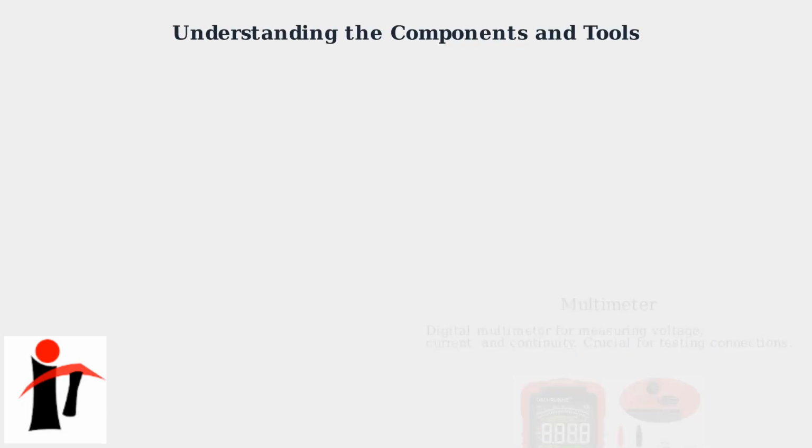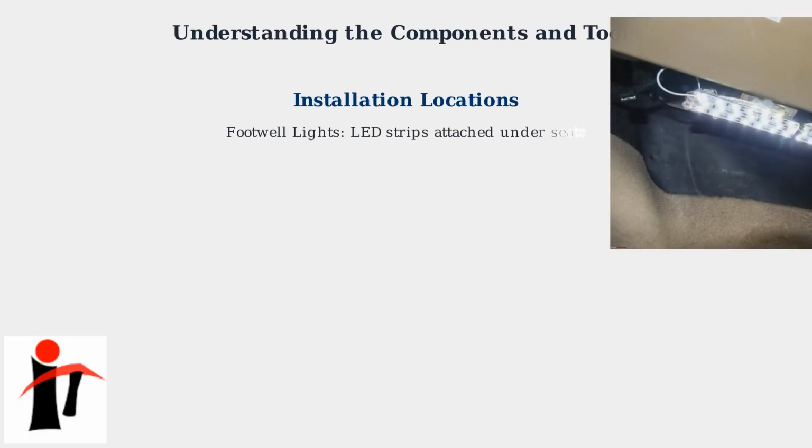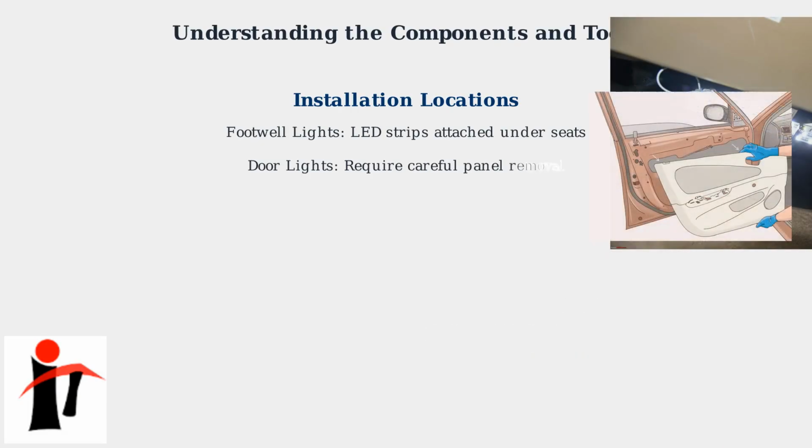LED strips are attached under the seats for footwell lights. Door lights require careful panel removal. Dash lights involve integrating with the center console. When installing ambient lighting in your Tesla Model Y, safety must come first. Let's review the essential precautions to ensure a safe and successful installation.